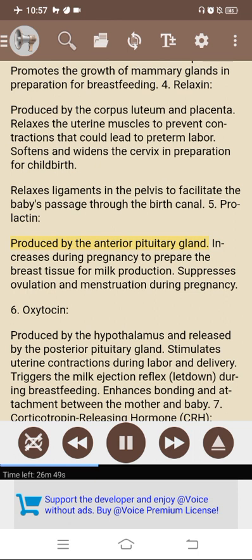5. Prolactin. Produced by the anterior pituitary gland. Increases during pregnancy to prepare the breast tissue for milk production. Suppresses ovulation and menstruation during pregnancy.